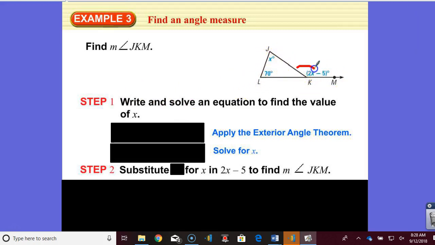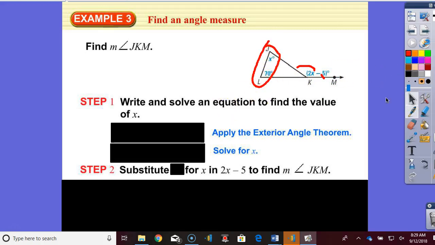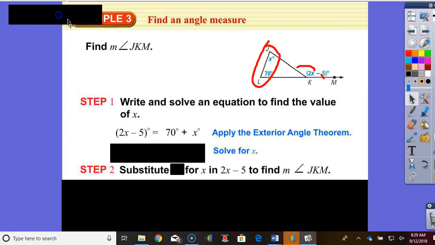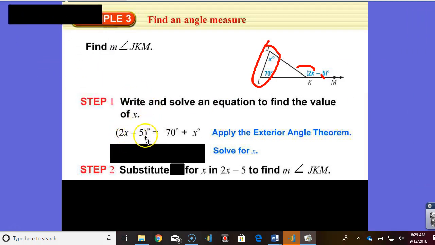JKM. We're looking for this measurement right in here. What do we know? During your copy for your notebooks, you should have noticed that there is a new rule. When we have the exterior of an angle, the exterior angle theorem says that the sum of these two will equal the outside angle. So the 2x minus 5 equals the 70 plus x.